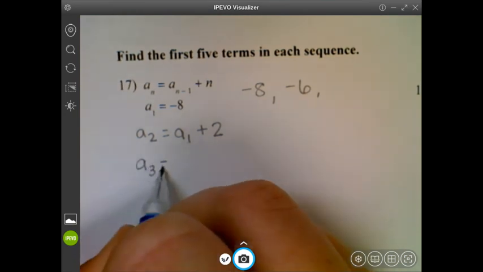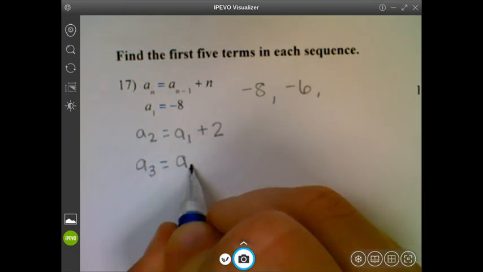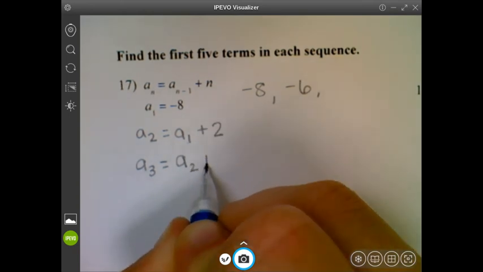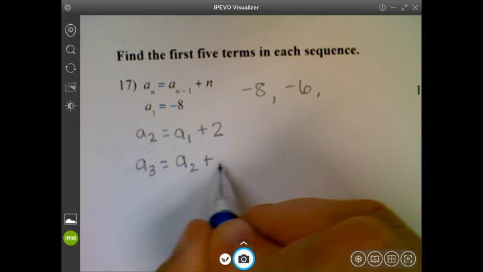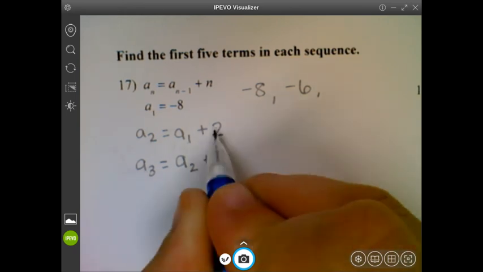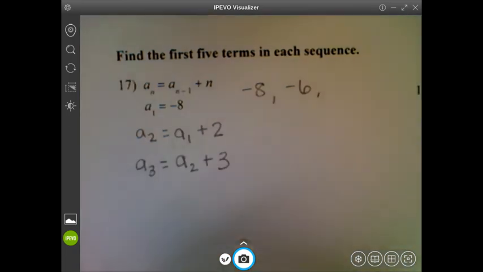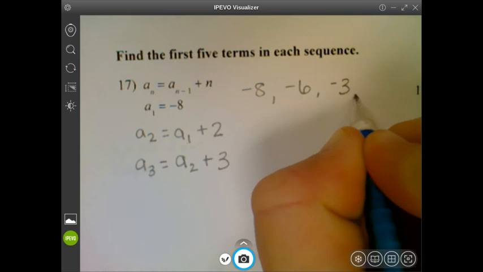To find the third term, a sub n minus 1, well, 3 minus 1 is 2. So take the second term and add n. Well, in this case, n is 3, not 2 anymore, because we're now in the third term. So now it's take the second term and add 3. So this would be negative 3.